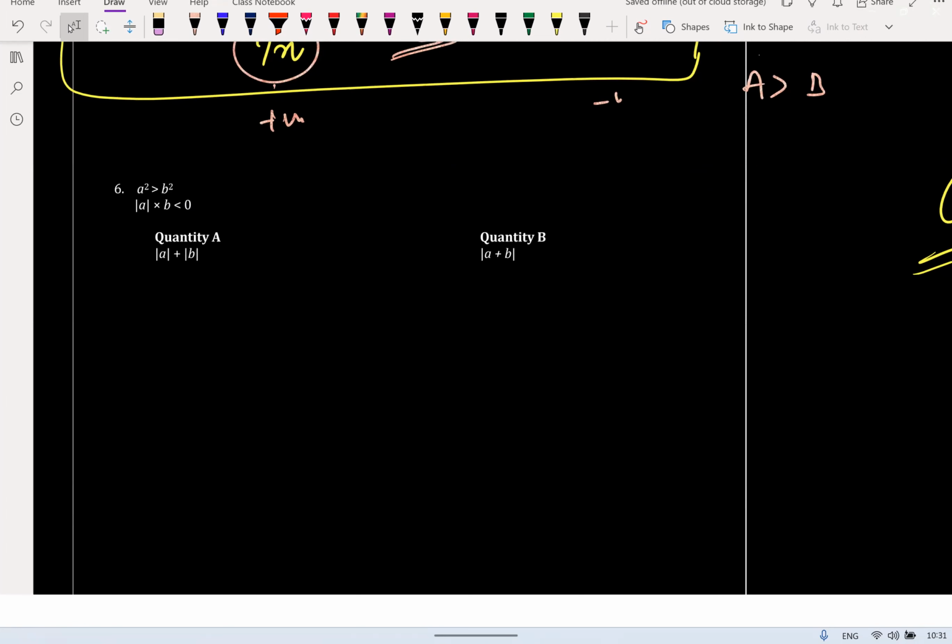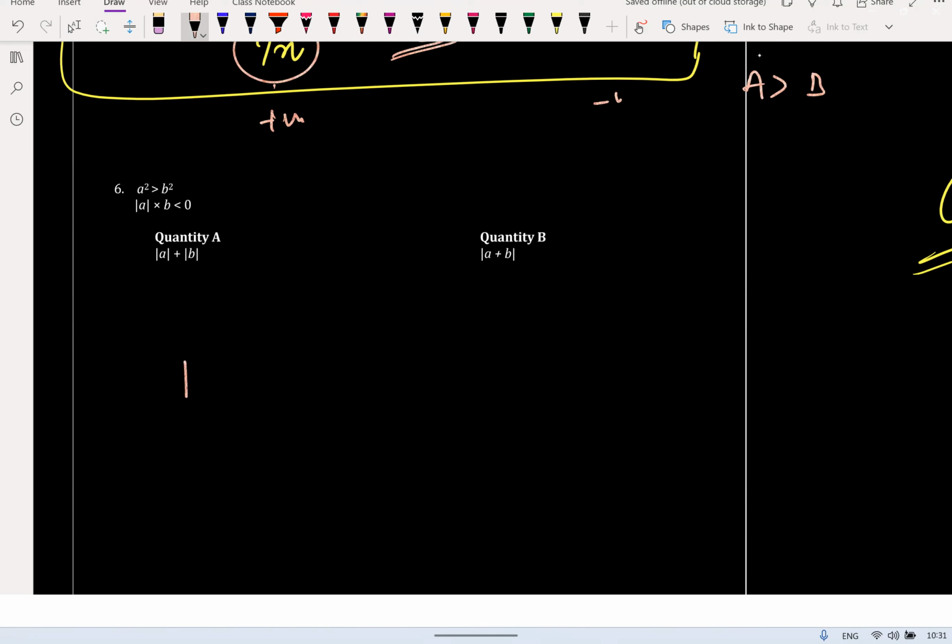A square is greater than B square. What is the difference between when the sign is outside the mod and when the sign is inside the mod? Quantity A is mod A plus mod B, and a mod is always positive. Mod A is always positive, but B can be positive or negative. So please understand.